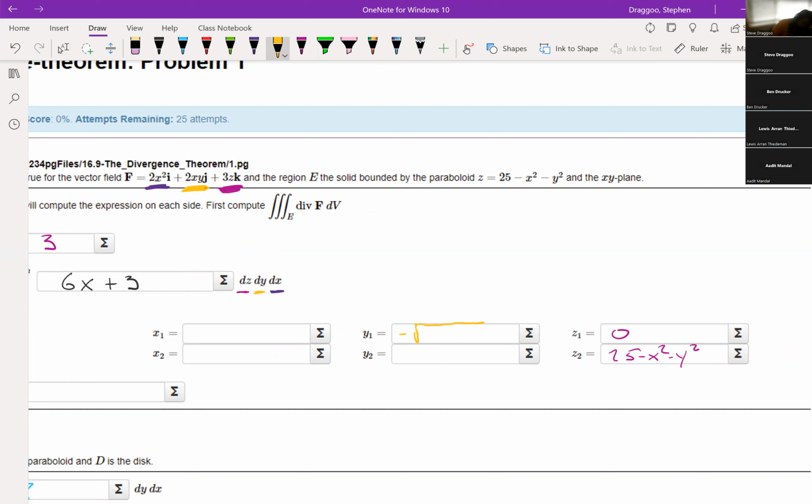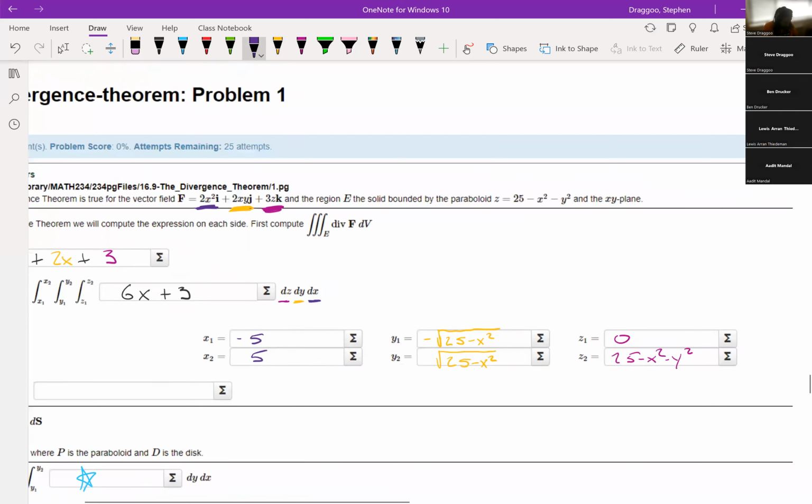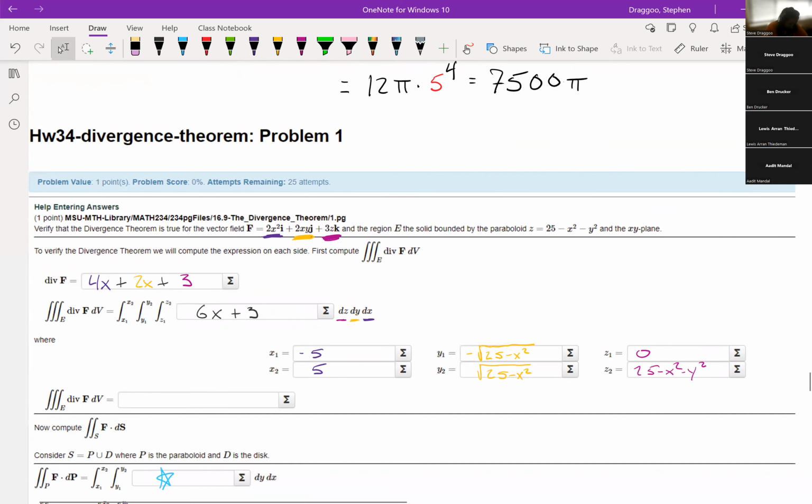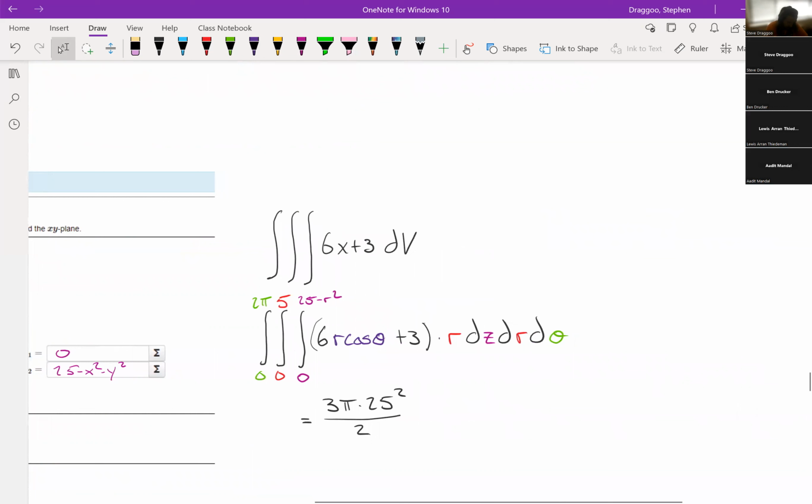So my y bounds need to be between the positive and negative square roots of 25 minus x squared. That means my radius is 5. So x will go back and forth between -5 and 5. That's what they wanted us to set up. But again, we're not actually going to do that integral because that looks bad. So over here, I already took the liberty of converting this over to cylindrical coordinates and integrating it that way.